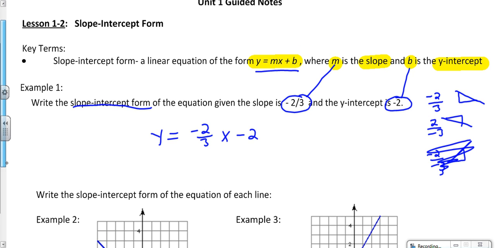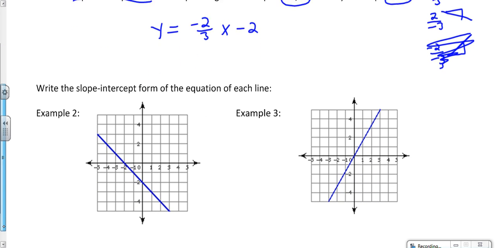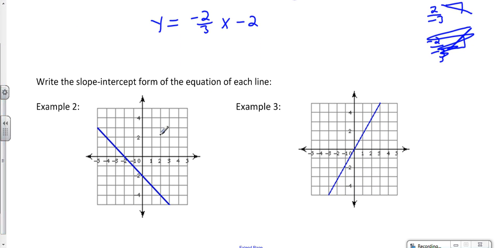Alright, next example is to write the equation, the slope-intercept form, of the lines given. So if we take a look at this, we see first of all the y-intercept. If I go up 1 to the left 1, I'm back on the line. The line goes through a crosshair there.